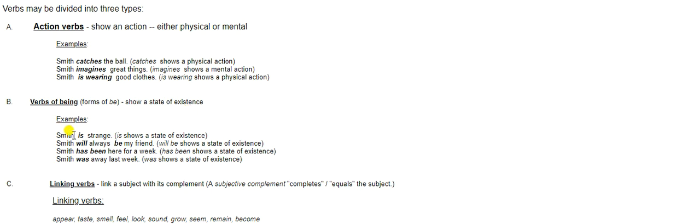So here are some examples of that. Smith is strange. So believe it or not, is by itself here is a verb. Now up here it was a helping verb because it was helping out the action, demonstrating when it's happening. But here it stands alone as a being verb because Smith's state of existence is strange, okay? And so that's what I mean by shows a state of existence, okay? Smith is strange. Now believe it or not, is is a form of the word be. So is, am, are, was, okay?